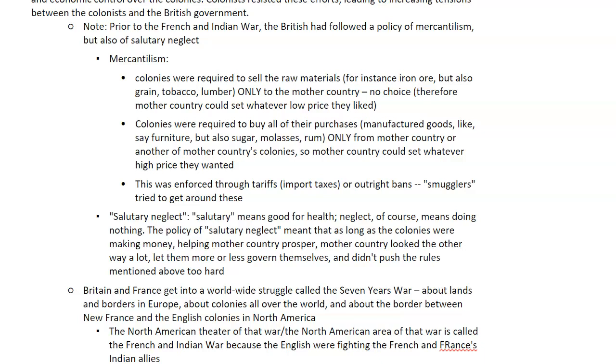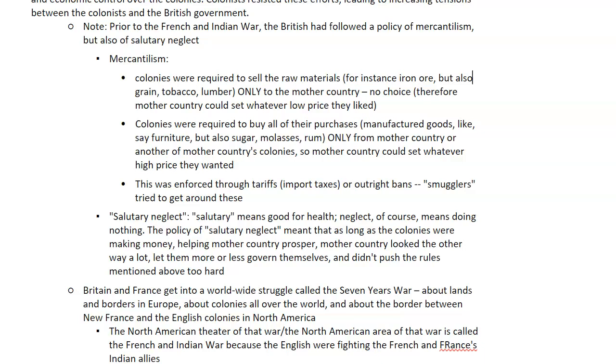Therefore, the mother country could set whatever low price they wanted to pay for them. On the other hand, colonies were required to buy all of their purchases, manufactured goods like furniture, but also sugar, molasses, rum, only from mother country or another of mother country's colonies. So mother country could set whatever high price they wanted the colony to pay. In other words, if you are the colony in Massachusetts, you had no choice but to sell your codfish and lumber to England. Couldn't sell to anybody else.